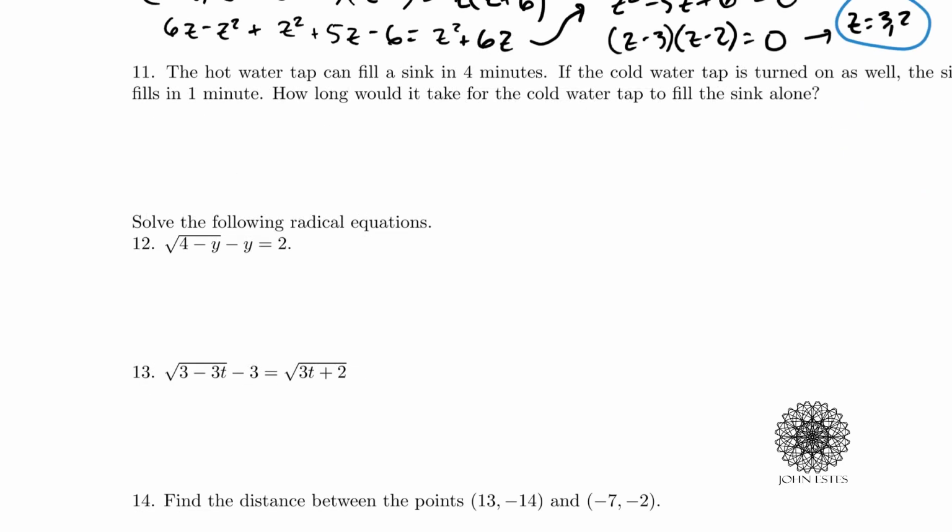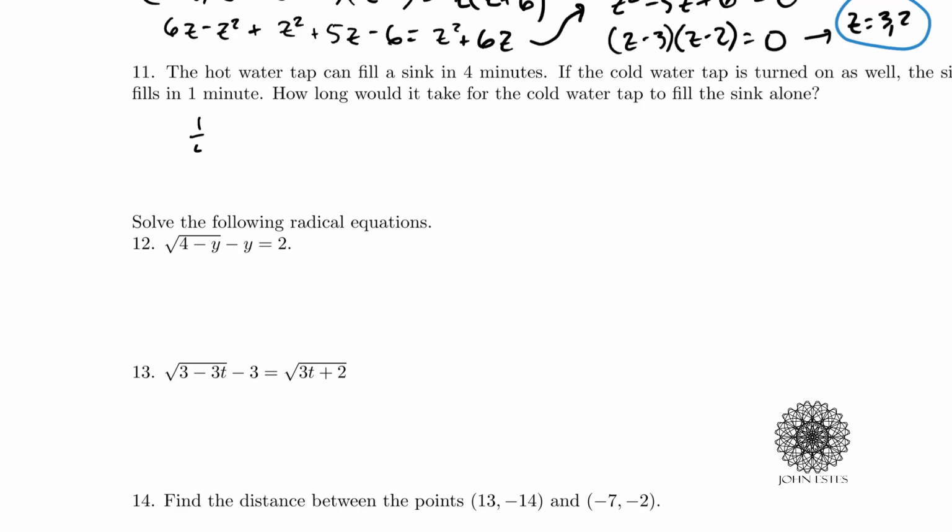All right, now moving to 11. Hot water tap can fill a sink in 4 minutes. If the cold water tap's turned on as well, the sink fills in 1 minute. How long would it take for the cold water tap to fill the sink alone? Okay, so this is a work rate problem. And remember that work rates are reciprocal. So for example, hot water tap can fill a sink in 4 minutes.